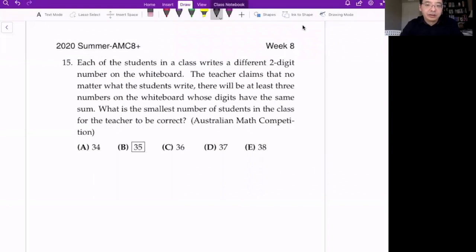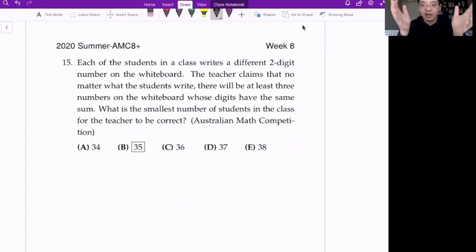Problem number 15. The problem says each student in a class writes a different two-digit number on the whiteboard. Based on the number of different two-digit numbers, the teacher claims that regardless of what they are, you can always find three numbers whose digits have the same sum. Then the question is, what is the minimum number of students in the class?